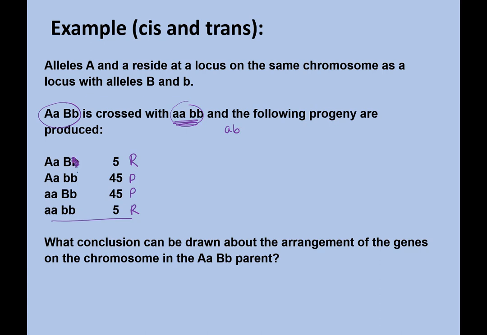So I'm going to show you my trick. I go through and I cross these out. So I'm saying everybody gets a little b from the test cross, everybody gets a little a from the test cross. What I have left is the gene or allele combinations from the parent. So this parent, let's go here, is big A, little b, and then we know the other allele comes from the test cross. And this second parent is little a, big B, and little a, little b. Right? So the parents are in trans.